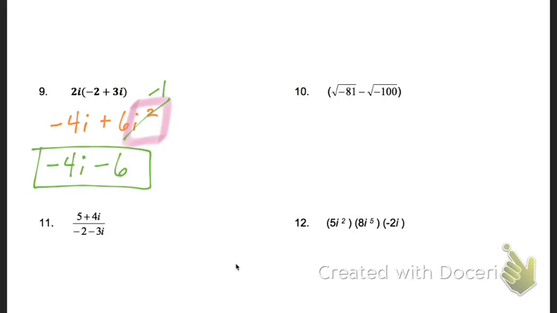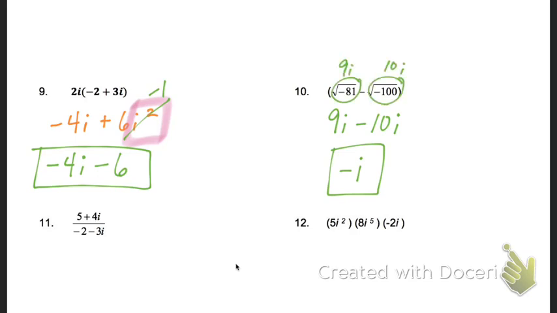Okay, try number 10. So this gets simplified to 9i. This gets simplified to 10i. So 9i minus 10i is -i. We're going to skip number 11. This is a little more complicated, so we're going to skip that. Will we see that again? No. Thank you. You're welcome.